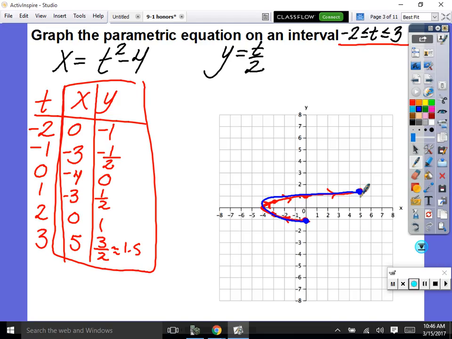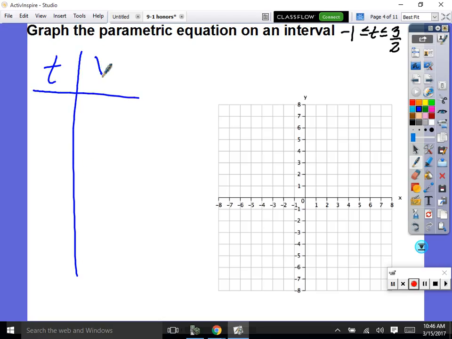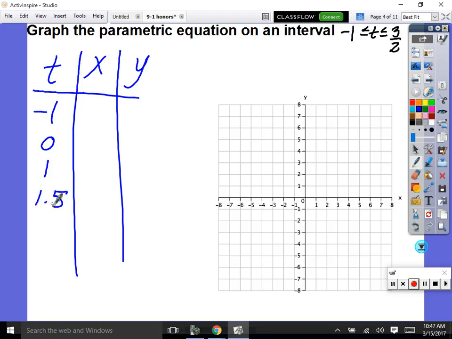Okay, let's do another one. Graph a parametric equation on an interval between -1 and 3/2. So we're going to have a t, x, y. So -1, 0, 1, and then isn't 3/2 1.5? So that's good enough. Let's graph those. So we can graph as many points as we want. You guys get what I'm saying, right? We could plug in anything.